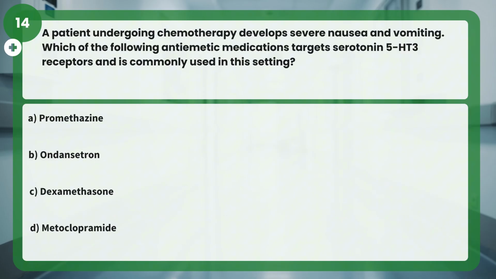Question 14. A patient undergoing chemotherapy develops severe nausea and vomiting. Which of the following antiemetic medications targets serotonin 5-HT3 receptors and is commonly used in this setting? A. Promethazine. B. Ondansetron. C. Dexamethasone. D. Metoclopramide.